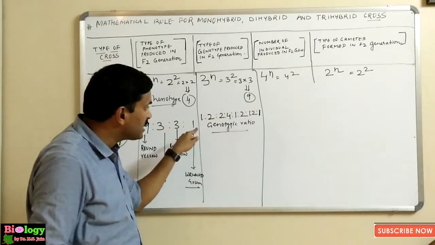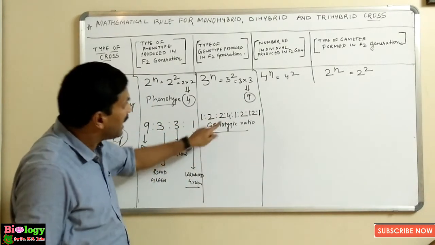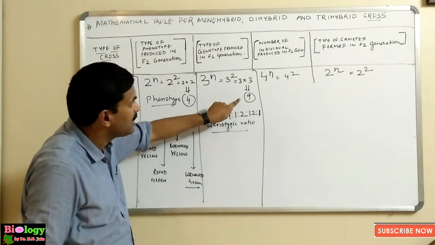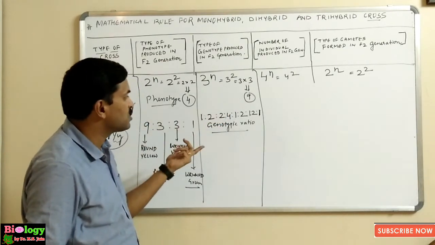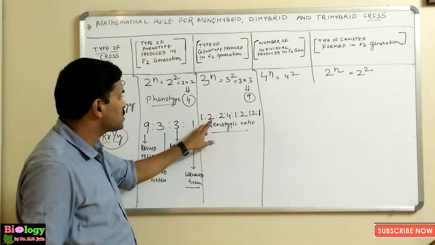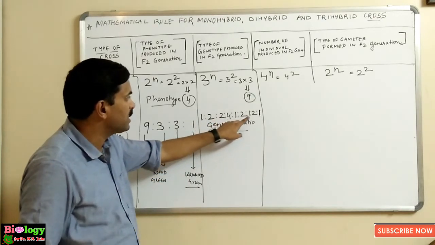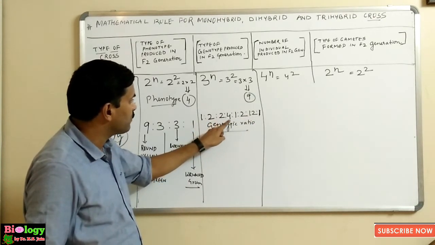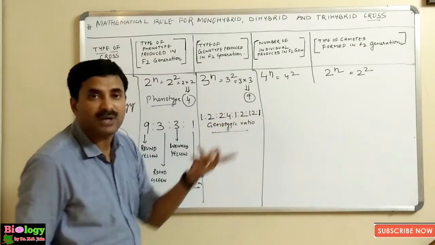So without taking out the genotypic ratio, I have directly used the mathematical expression and I came to know that 9 types of genotypes are produced. You can check it. 1:2:2:4:1:2:1:2:1. 1 2 3 4 5 6 7 8 and 9. So 9 genotypes are produced.